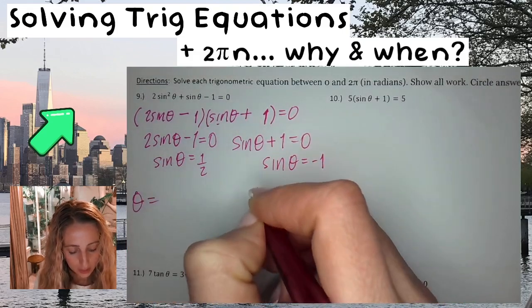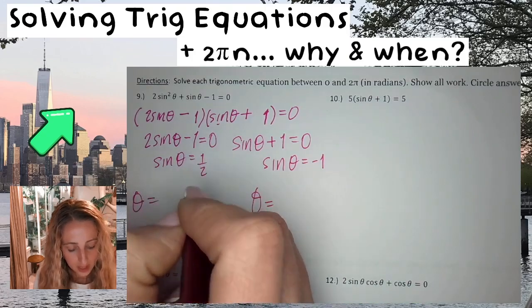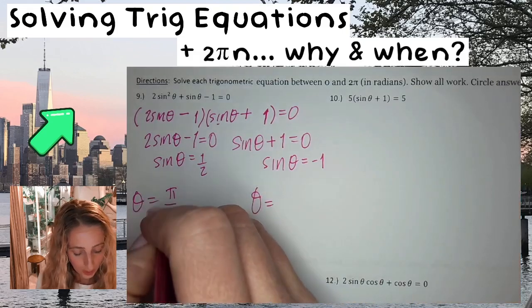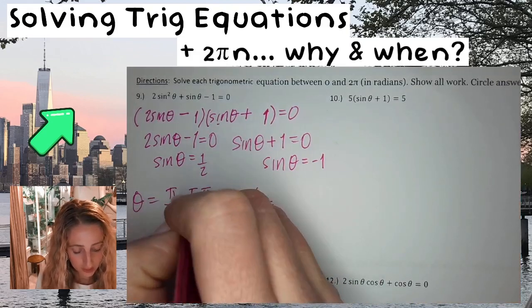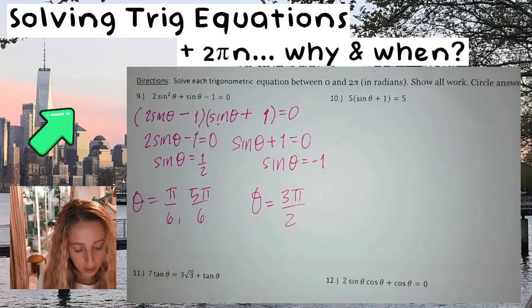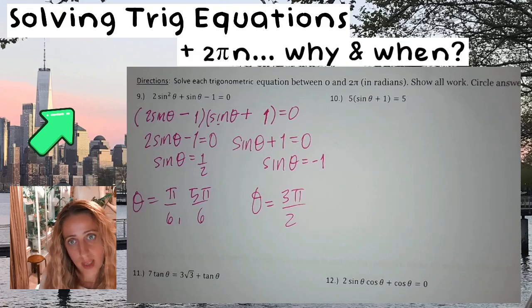Then you ask yourself the magical question: the sine of what angle is a half? And the directions say I only want answers between 0 and 2 pi. So I get pi over 6 and 5 pi over 6. And then the sine of what angle is negative 1? I get 3 pi over 2. And that's it, I'm done. That's the end of number 9.